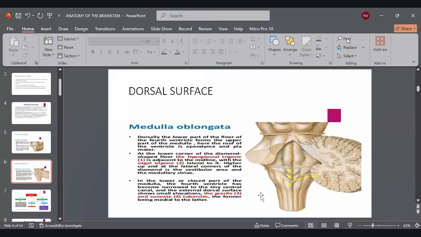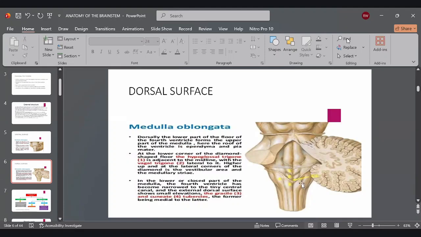Now, dorsal surface, this is anterior surface. The anterior surface, you're also able to see the medulla oblongata. It has some structures. You're able to see the pyramids. These are what we call the pyramids, and also the spaces between the pyramids, the infolding. Now, dorsally, the lower part of the floor of the fourth ventricle forms the upper part of the medulla. Here, the roof of the ventricle is ependyma and pia mater.